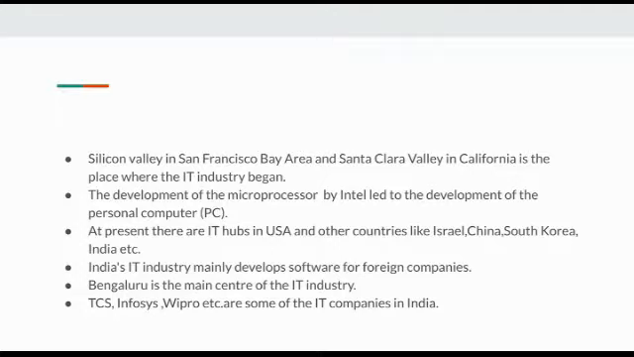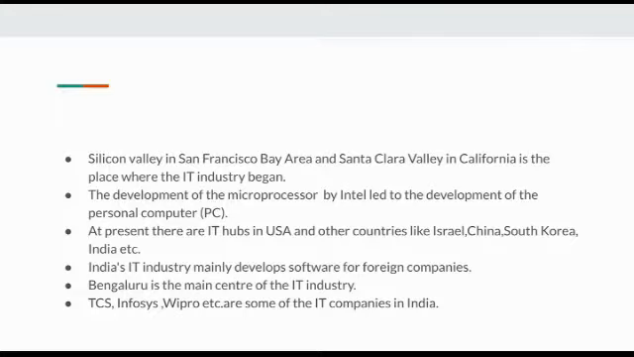At present there are IT hubs in many places. We have already seen which places: China, Israel and India, also South Korea, Thailand, Switzerland, Germany, Japan, Canada, and like that many countries of the world have started IT hubs.